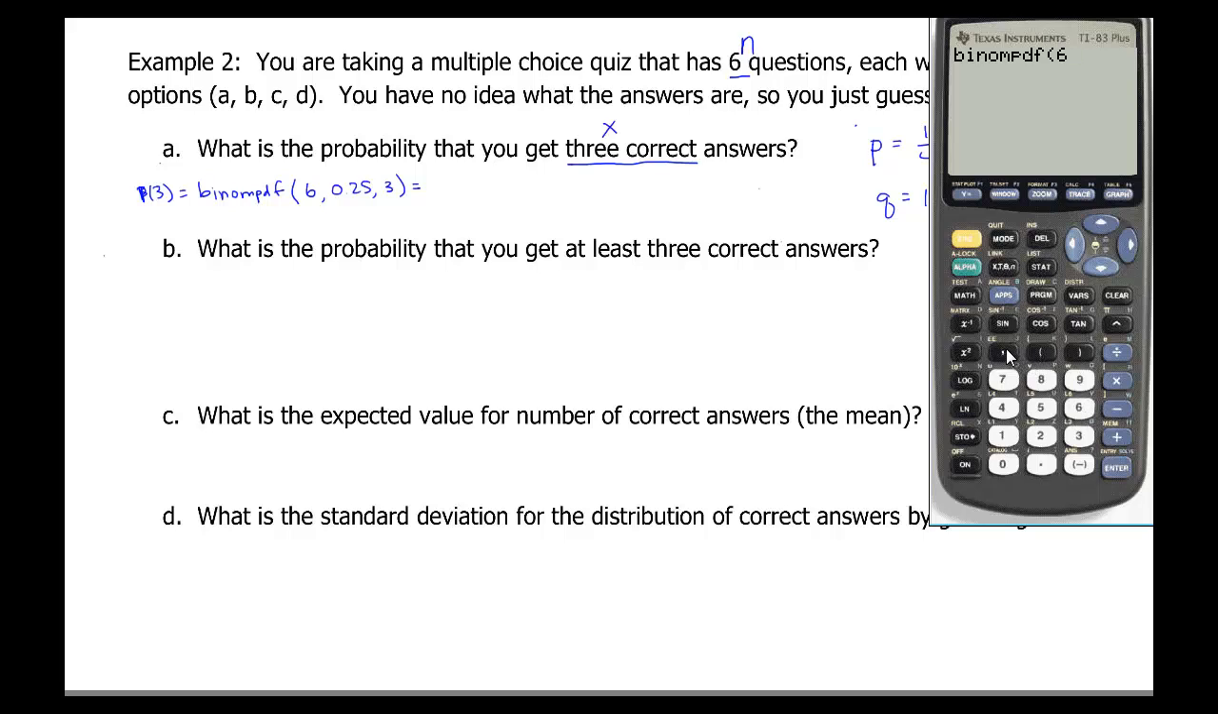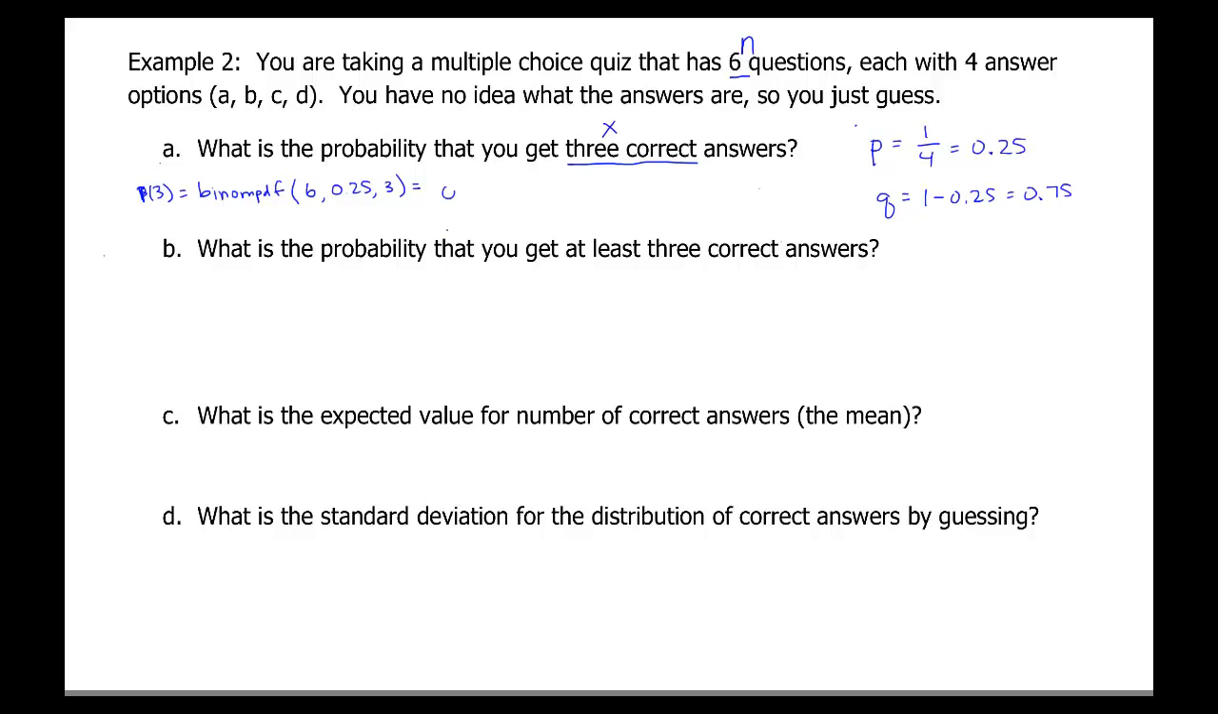So n is 6, probability of success is 0.25, and x is 3. So the probability that you would guess 3 of them correctly is 0.1318. About a little over 13% chance of getting 3 correct out of 6. Okay. So the next question is an at least question, at least 3 correct. So that would be if you got 3, 4, 5, or all 6 out of 6 correct.